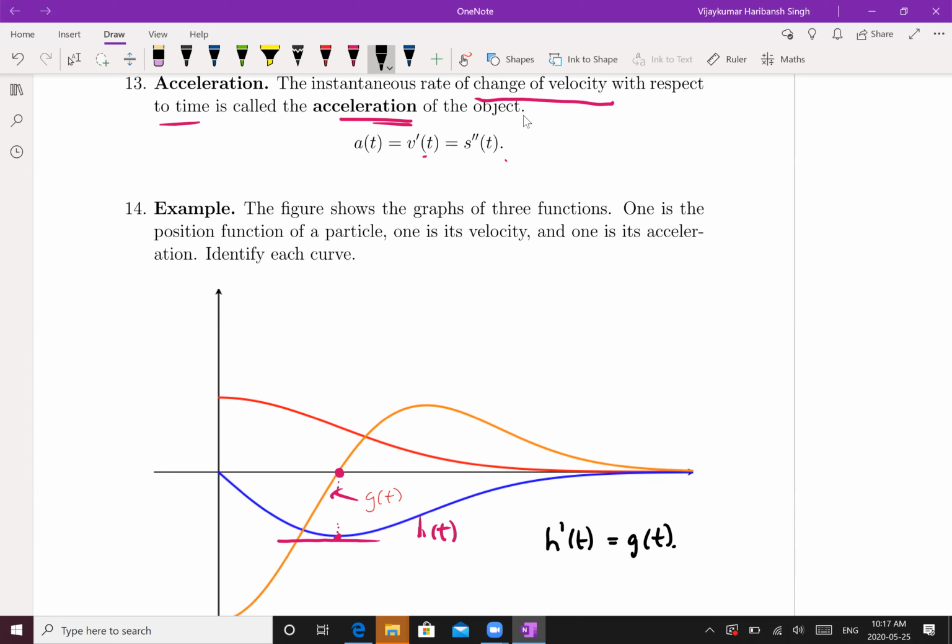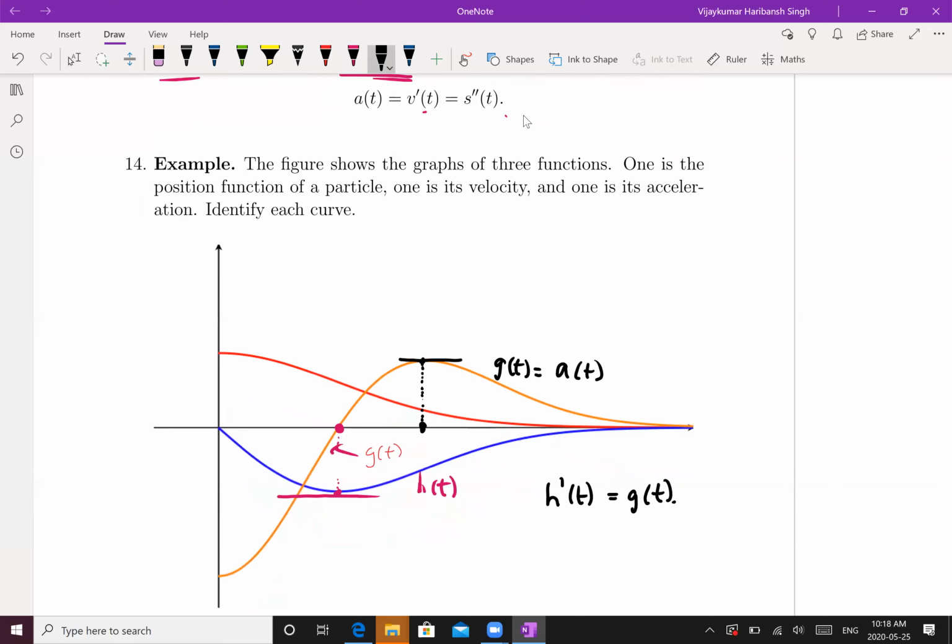Now let's look at the next one. So here we have another function. In this case, the derivative is 0 here. And if we look at this, the derivative of the orange function should have been here, but that is not there, right? So that means the derivative of the orange function is not here at all. So let's call this g of t, which is going to be a of t. All right.